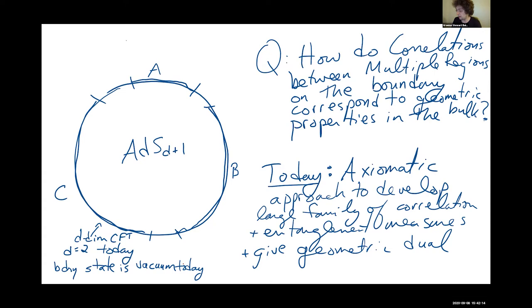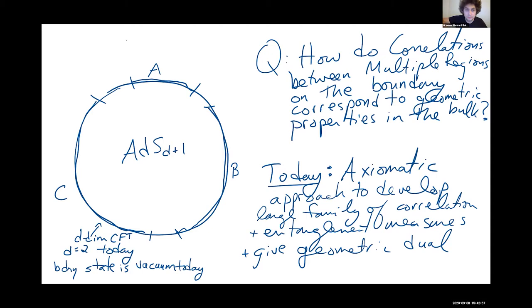More specifically, we're going to take an axiomatic approach to creating a large family of correlation measures and entanglement measures that are well suited to giving rise to some geometric dual. Today, things are going to be pretty simple. We have a two-dimensional conformal field theory on the boundary, and the state we're looking at is the vacuum. But luckily, there are still lots of correlations in that, and we can learn some non-trivial things about the structure of those correlations.